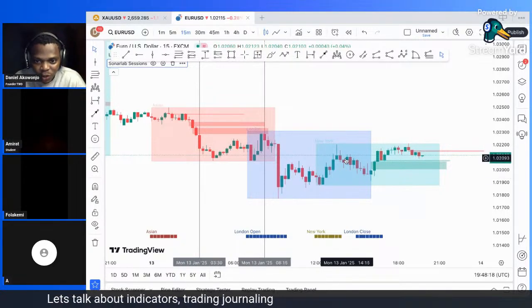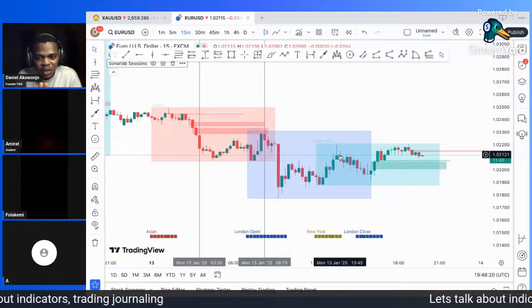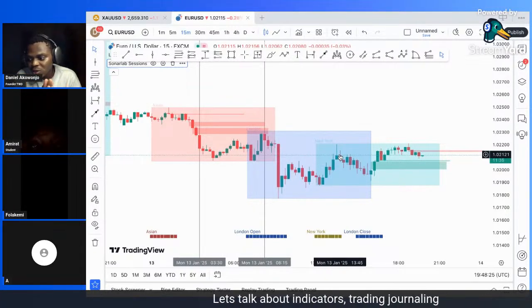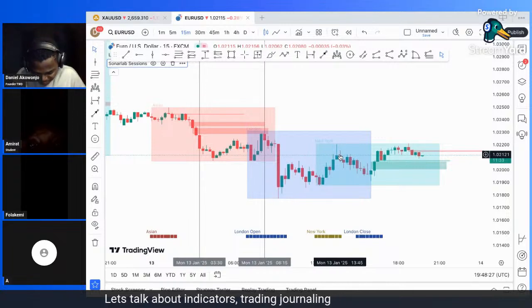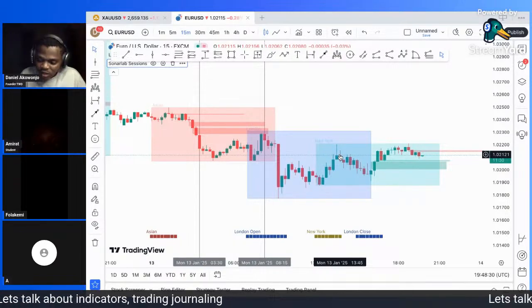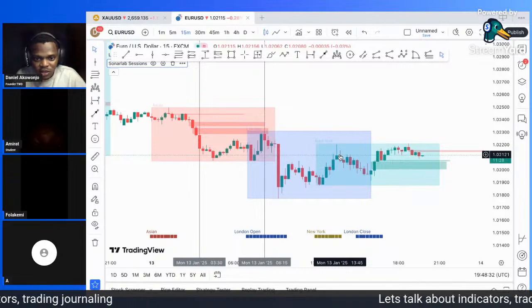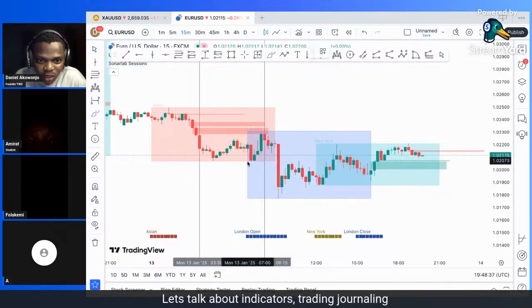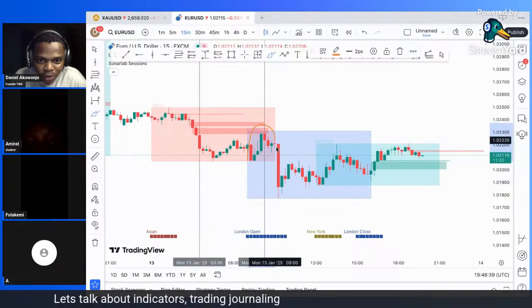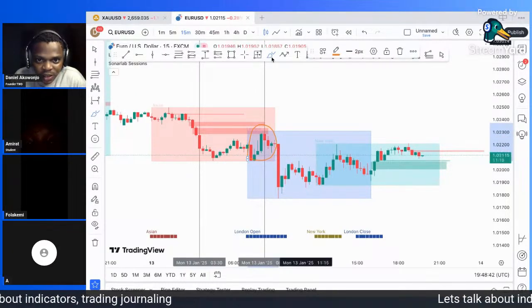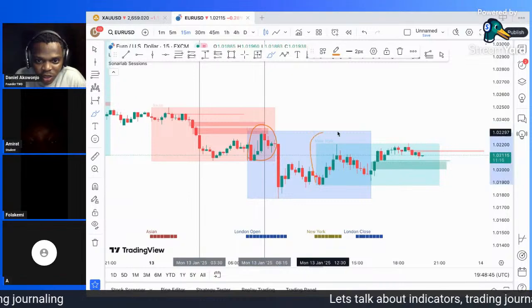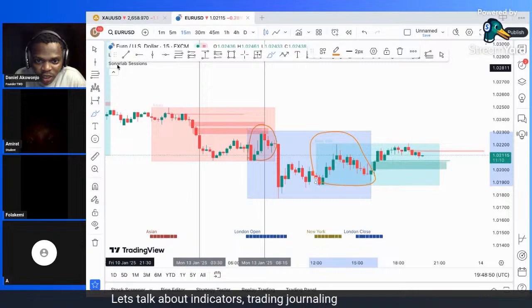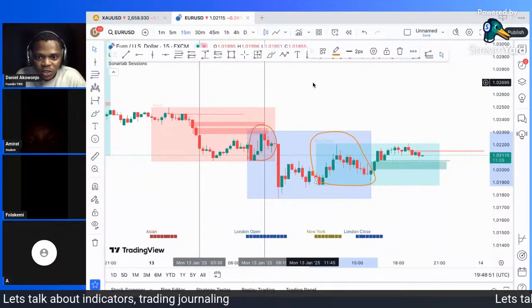So I can ask you a question: which of these overlaps has longer time? Looking at this now, you can see the one that has longer time. I don't need to break it down for you, right? Do you understand? Looking at this chart now, you can see the one that actually has longer time spent in it. You can see the amount of candlesticks that is formed in this particular place here. It is lesser compared to the candlesticks formed in the overlap of the New York and the London session.